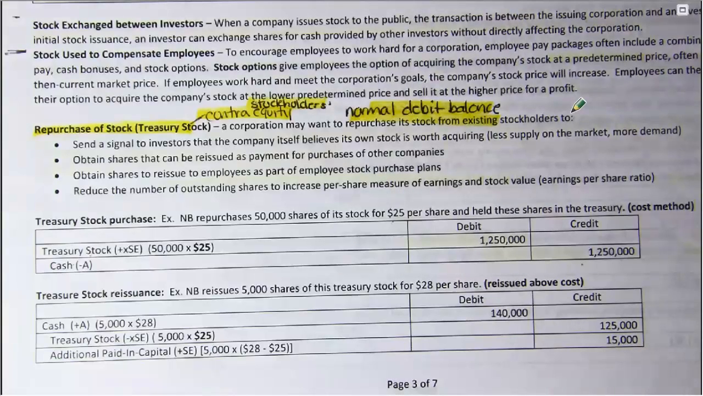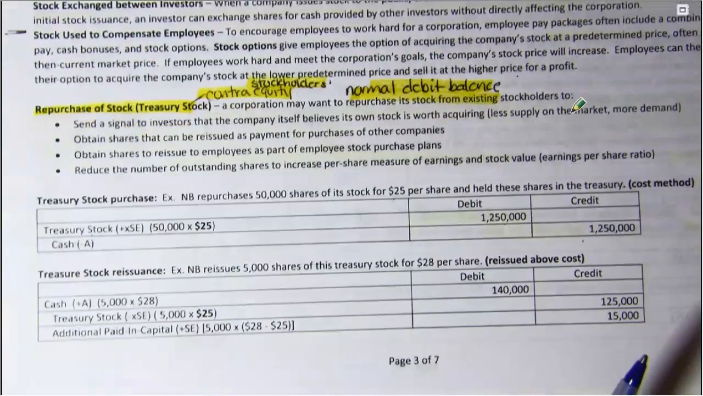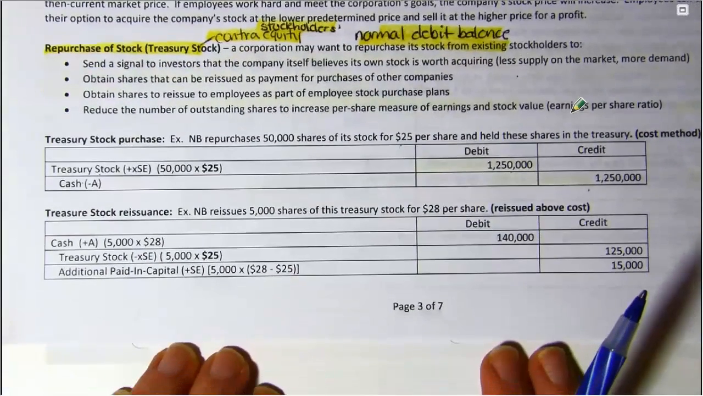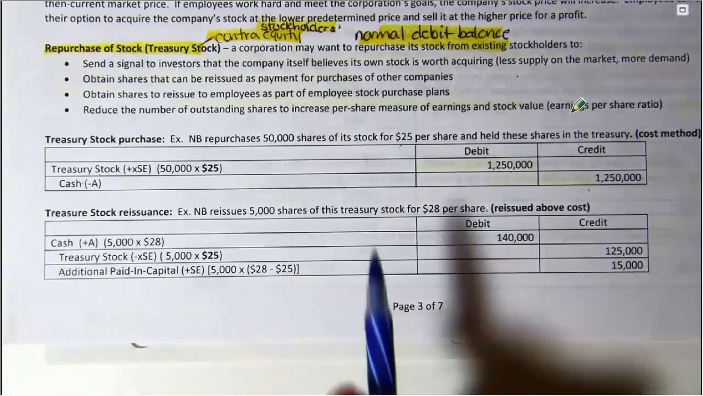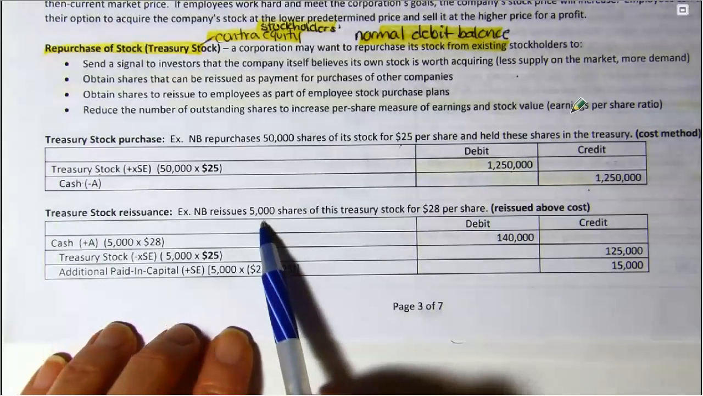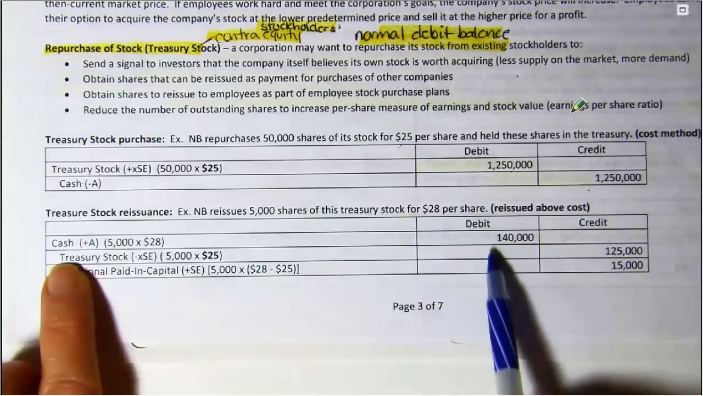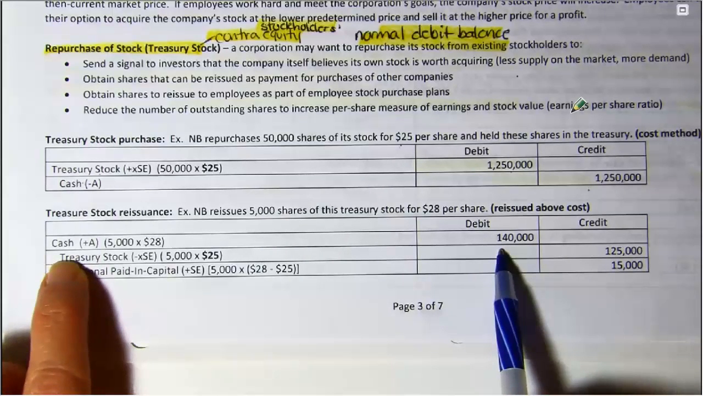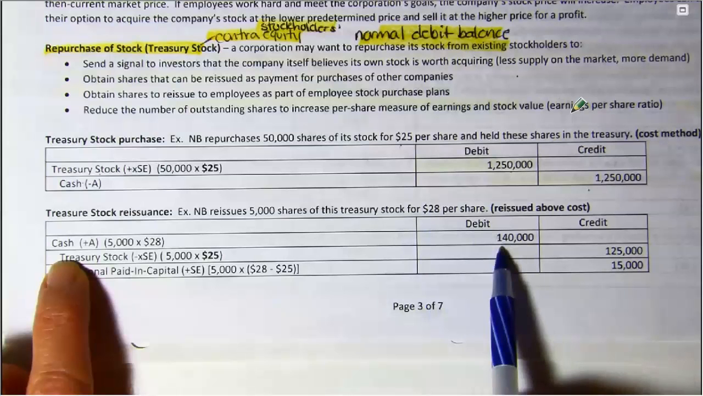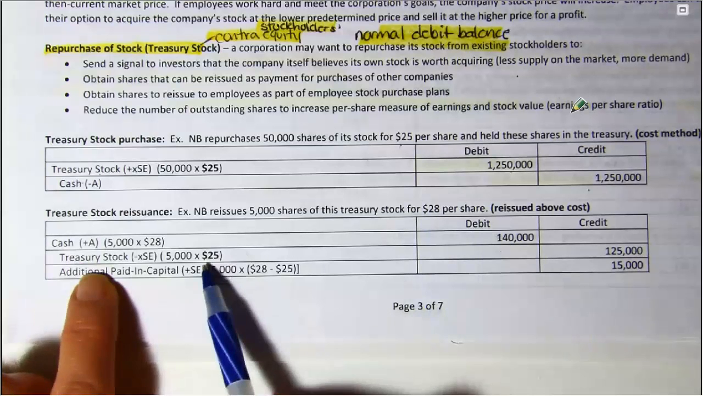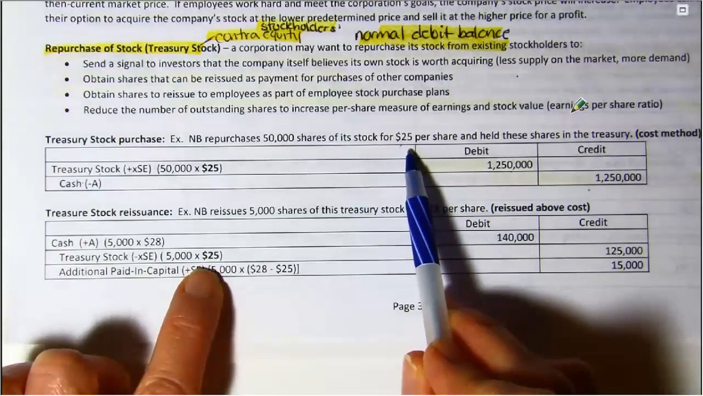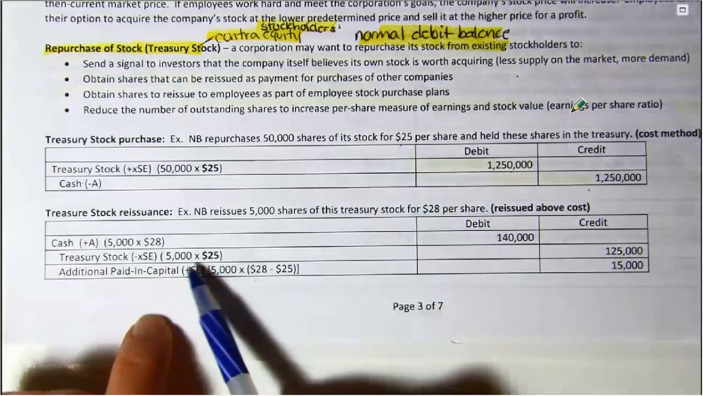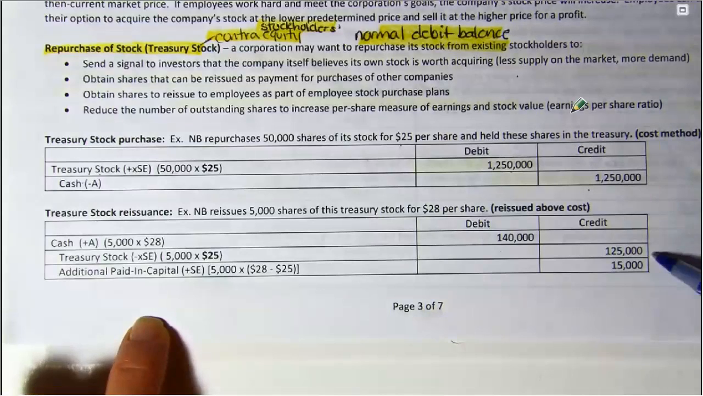Now, when you reissue that stock, when you decide to sell some of it back out to the market, you multiply the number of shares times how much you're selling it for, and that will be your debit to cash. That's how much cash you're getting. The number of shares times what you're selling it for will determine your cash. But you credit Treasury stock at what you originally paid for it when you bought it, 5,000 shares at 25, and you credit the Treasury stock account. You're reducing that account by doing that.